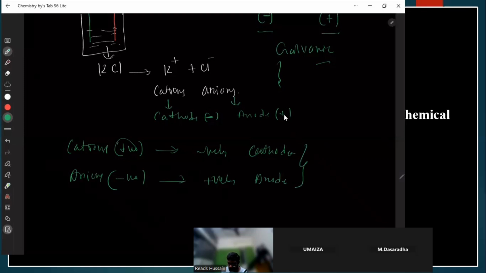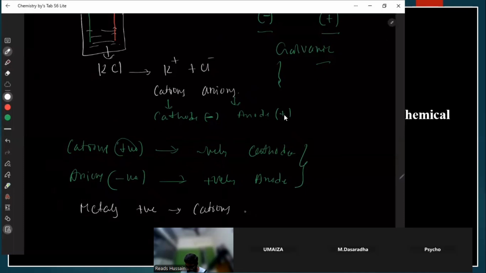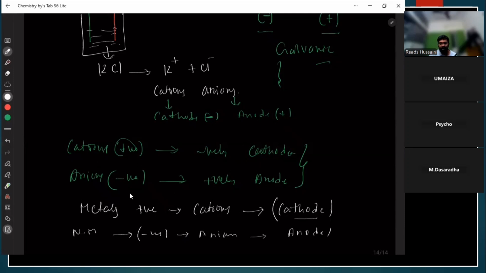So here, in most of the cases, during our coming explanation, I will tell: metals have positive charge, which means metals form cations. So they always move towards cathode. So metal ions will move towards cathode and be deposited, right? Generally non-metals have negative charge. That means they are anions, and they move towards anode. Is this point clear? I told you many times, please note down whatever you are listening to here. So cations move towards cathode, anions move towards anode.